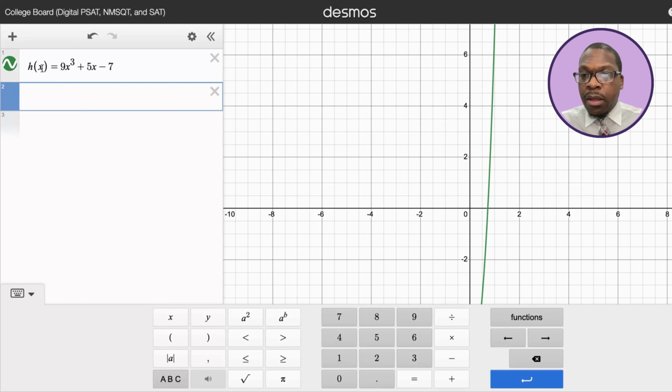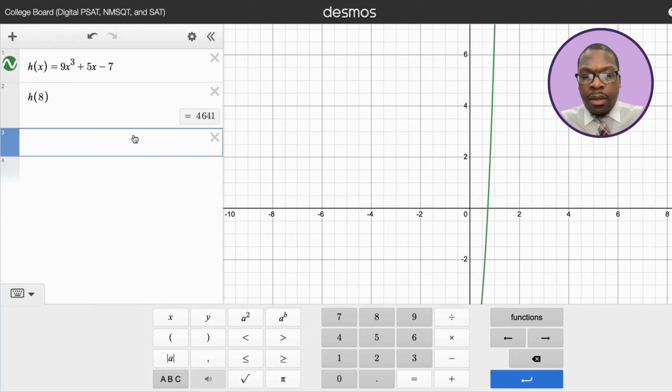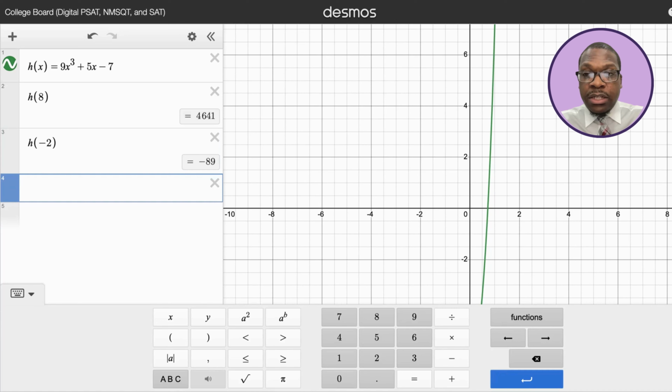Remember, the first part will always be your input, the second part will always be your output. So let's play around with a couple of examples and you're going to be shocked and amazed. Let's say I want to solve for my input is 8. So I will put h of 8, and there's my answer, 4,641. Let's try a number of h of -2, -89. And let's say, just to check it, now I know it has to be correct if I plug in 0. If I plug in 0, this will cancel out, this will cancel out, should leave me with -7. So I'll put h of 0, and what do I get?